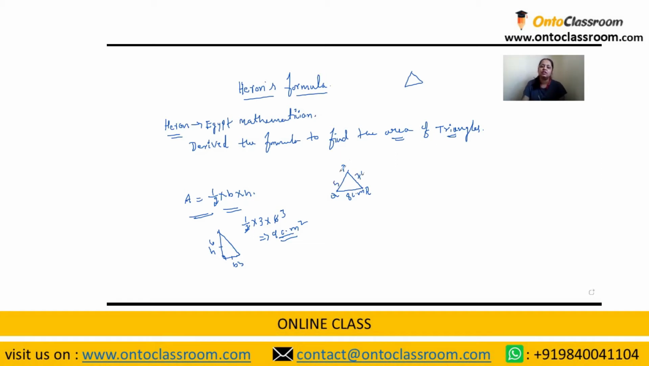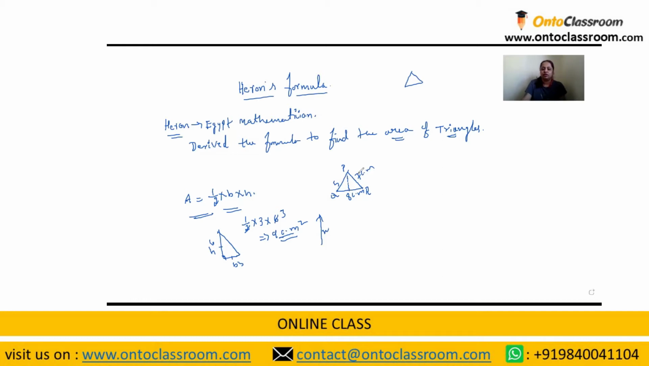Here we cannot consider PQ or PR as height, because how will we measure height? If it is a perpendicular line, then only we can measure it as height. But here these PQ and PR are slanting lines, we cannot consider them as height. The height of this triangle is this one, the line should be perpendicular.